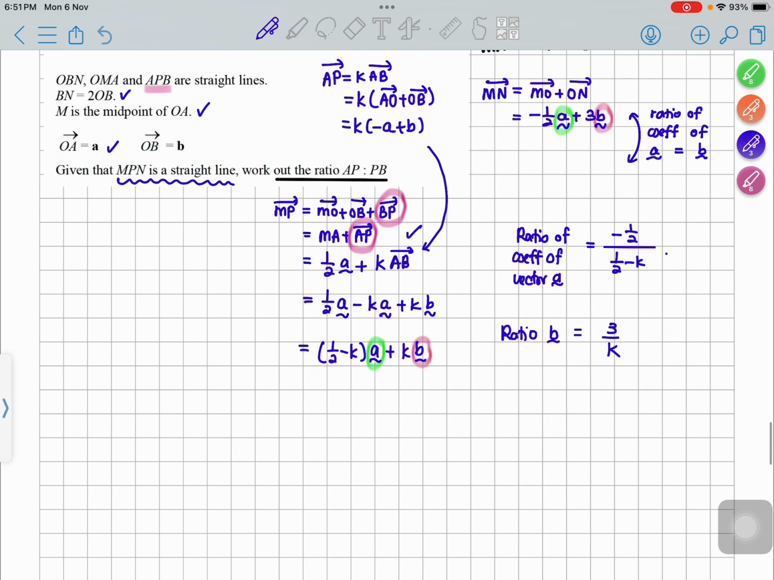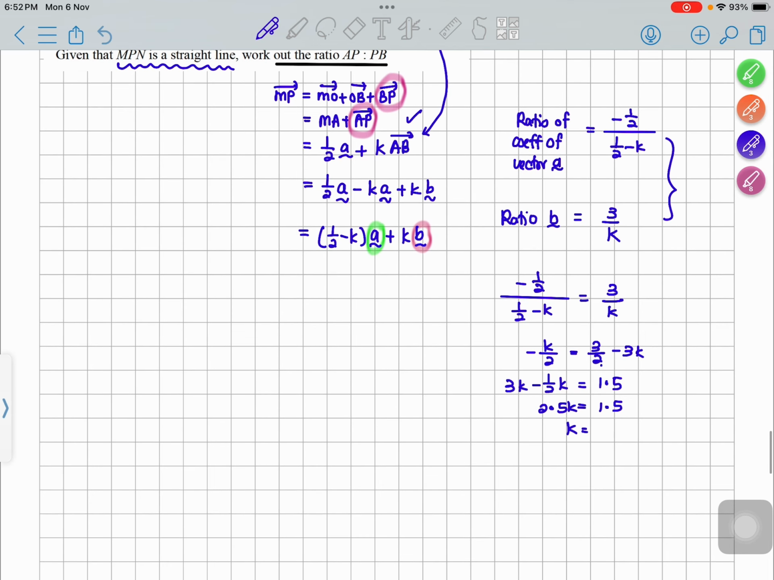So we merge this together now. What can I write? Negative half over half minus K equals 3 over K. You don't have to simplify; you try to do cross multiplication directly here. So what will you get? Negative K over 2 equals 3 over 2 minus 3K, which will give me 3 minus half as 2.5, and then I have 1.5 over here. So when you divide, it's going to be 3 over 5. So you got your K value now.